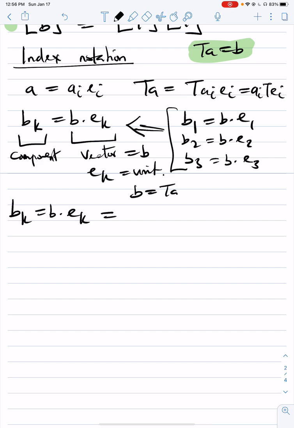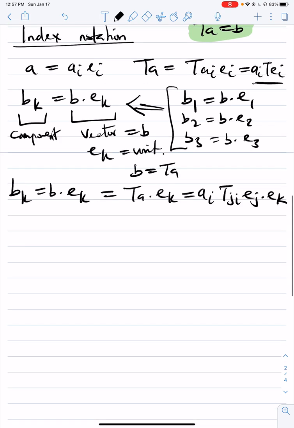B is equal to TA, right? So you replace that with TA dot E_k, equal to, if you look here, we've already gotten TA to be this, right? Now what I'm trying to do is make sure that I don't have a conflict of index, right? E_j dot E_k.